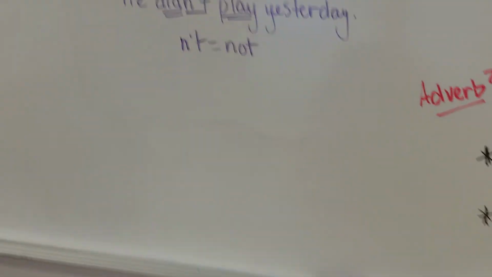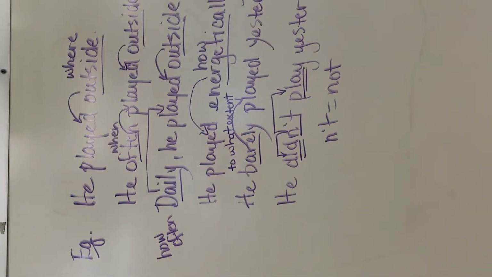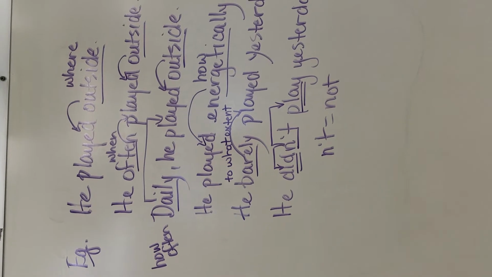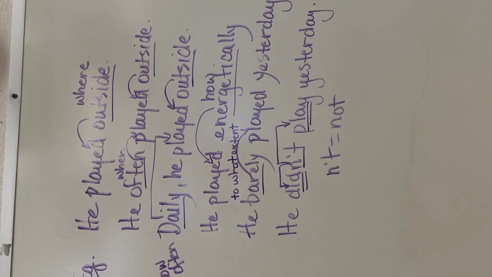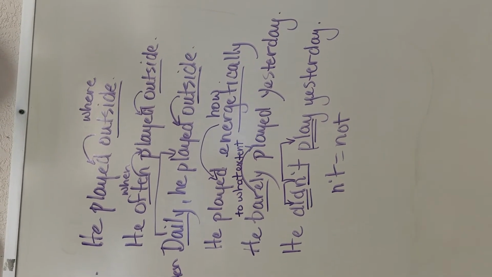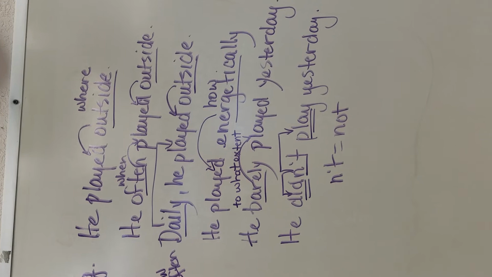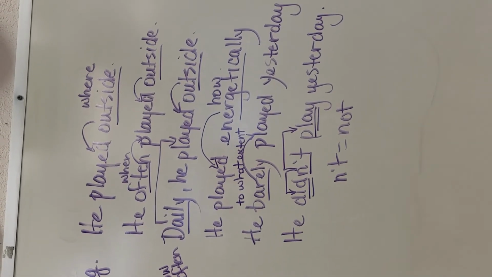All right, I've got some examples for you over here. Copy these out as well, so that you can see some patterns. For example, the first one, he played outside. Outside is coming after the verb, and it's answering where. He played where? Outside.